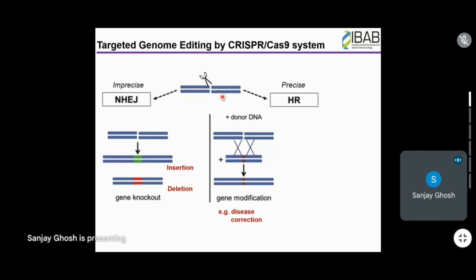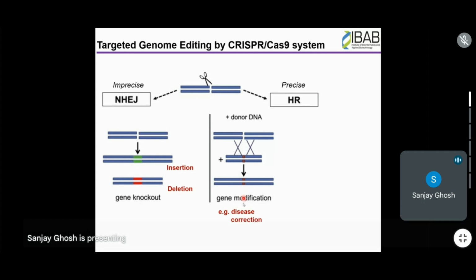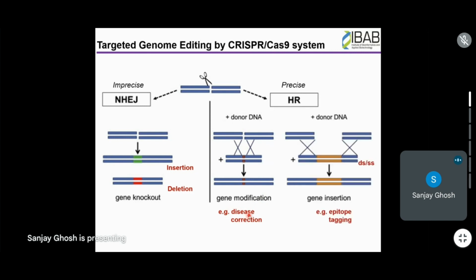Now, if you want to do a precise editing, because this is quite imprecise, but it ends up killing the protein function. But if one wants to do a precise way of editing genes, then you have to provide a donor DNA. And this donor DNA should have the flanking regions cloned, and in between one can put whatever sequence they want. And this is what has been used for gene modifications, that means precisely. And using this feature, you can correct diseases, and we'll see some examples of that.